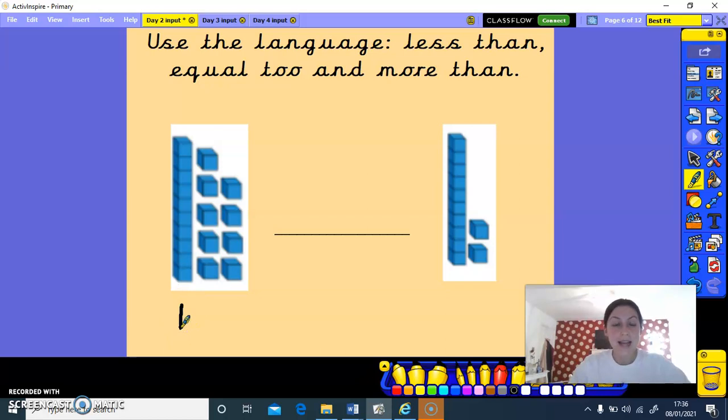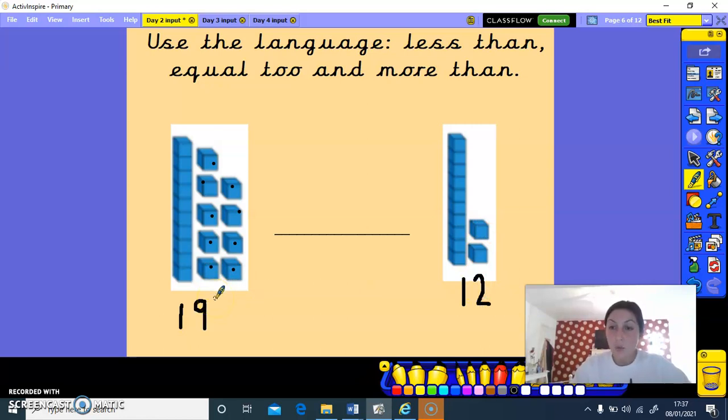And how many ones? Let's count. 1, 2, 3, 4, 5, 6, 7, 8, 9. 10 add 9 is 19. How about this side? I've got one lot of 10, one tower of 10, and how many ones? 2. I have 12 and 19.